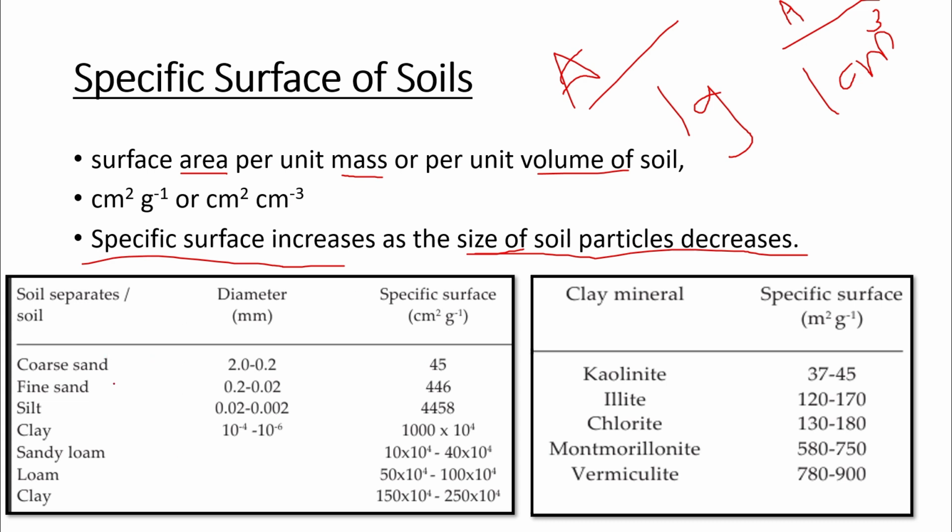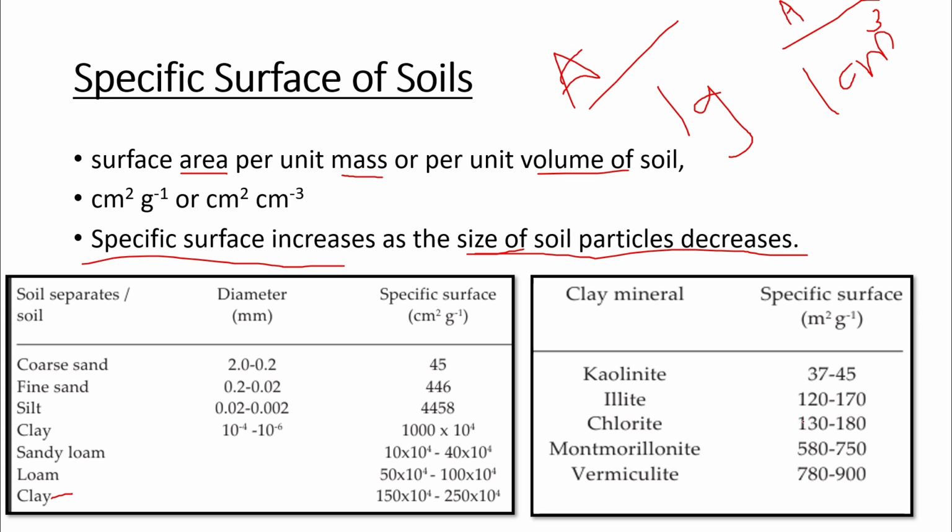Then you can see coarse sand. Coarse sand's specific surface is 45, while you can compare it with clay. Clay is of the order of 10 raised to the power 4. That means clay particles are smaller compared to sand, so its specific surface is more than sand.